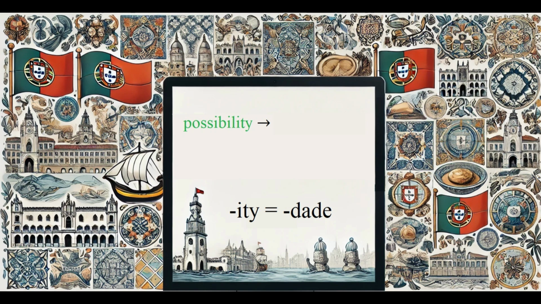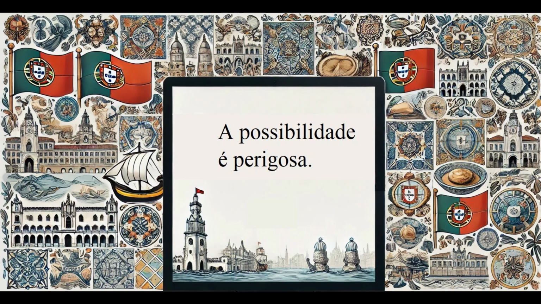Possibility, what does that become? Possibilidade. And all these words that end in dade are feminine, just like the words that end in são. Let's use them now. How would you say the possibility is dangerous? A possibilidade é perigosa.